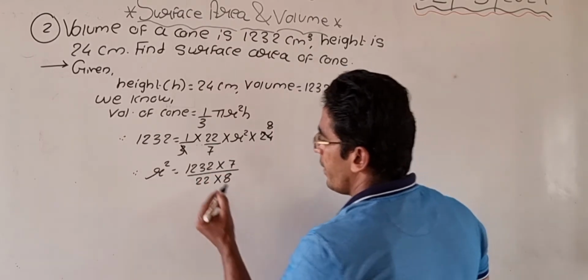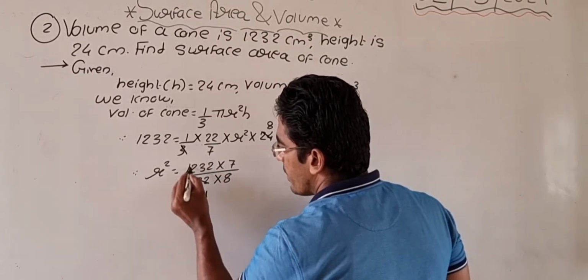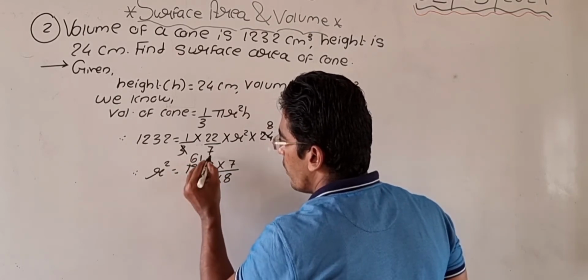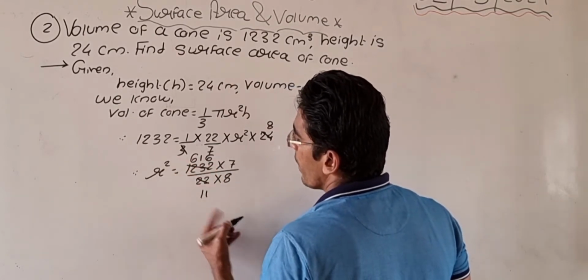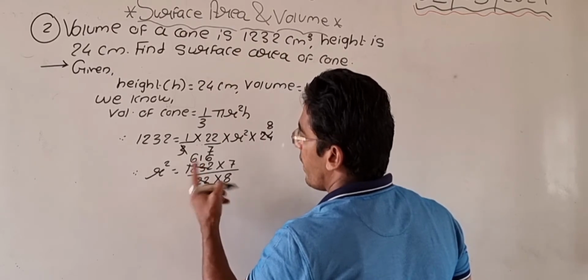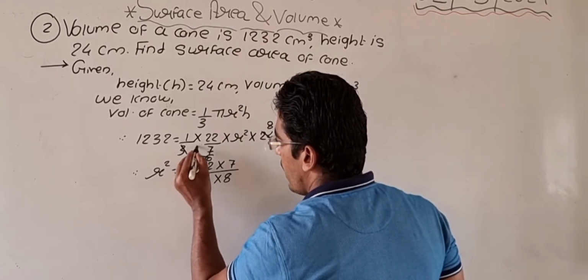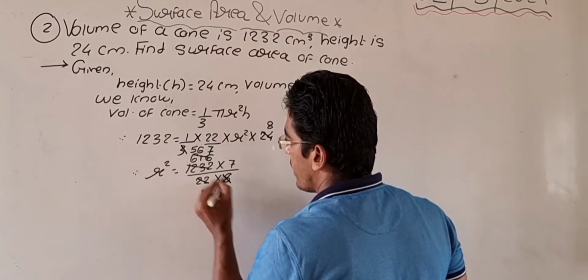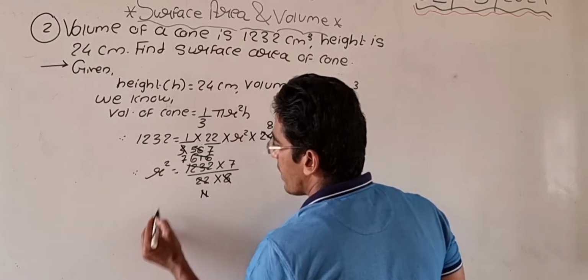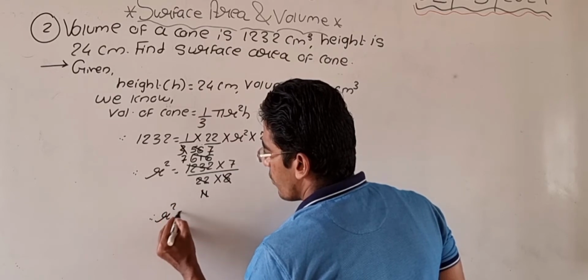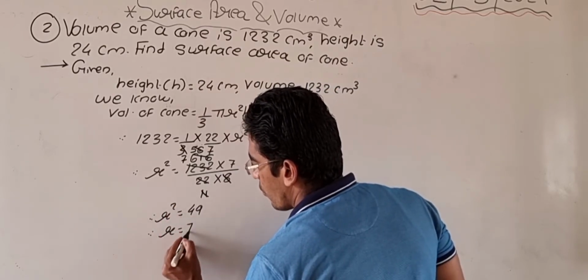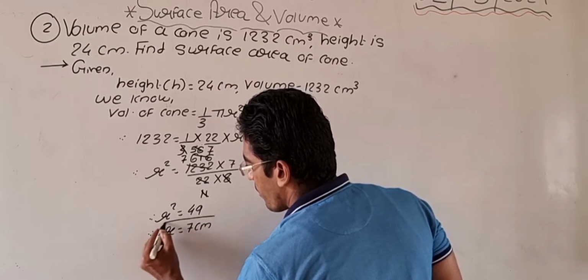Now let's simplify it. 2 elevens are 22, 2 sixes are 12, 11 fives are 55, 11 sixes are 66, 8 ones are 8, 7 sevens are 49. Therefore, r square is equal to 7 into 7, 49. Therefore, r is equal to 7 centimeter.